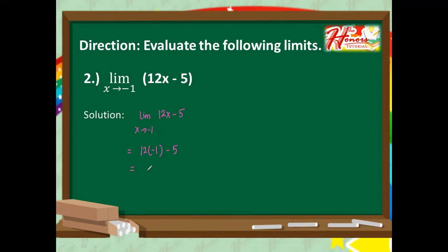12 times negative 1 is negative 12 minus 5. Negative 12 minus 5, that is negative 17. Why? It is because we have here both negative signs, so therefore we have to add the numbers. 12 plus 5, that's 17, and then copy their sign, which is negative. So therefore we have here negative 17, and that's the final answer for number 2.